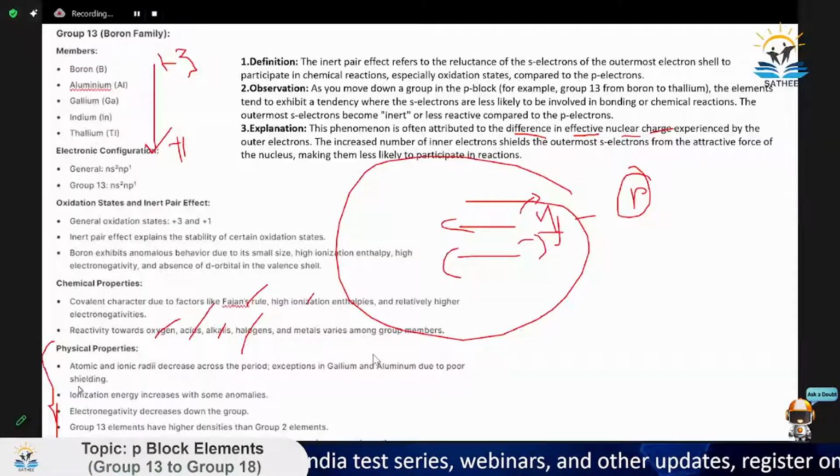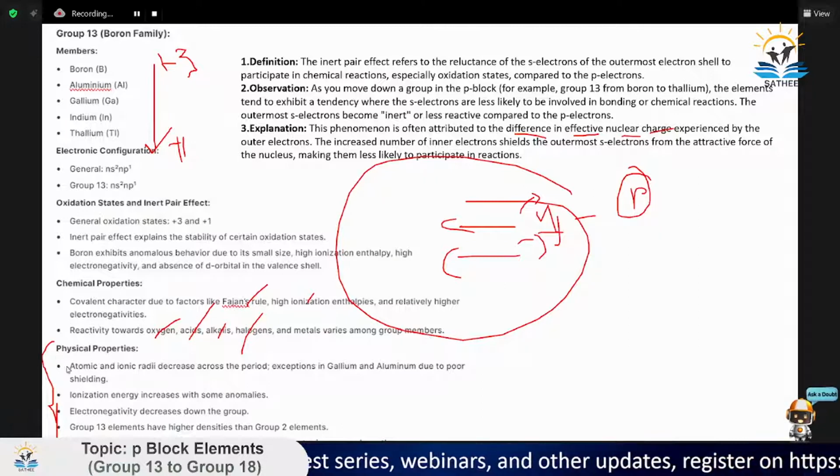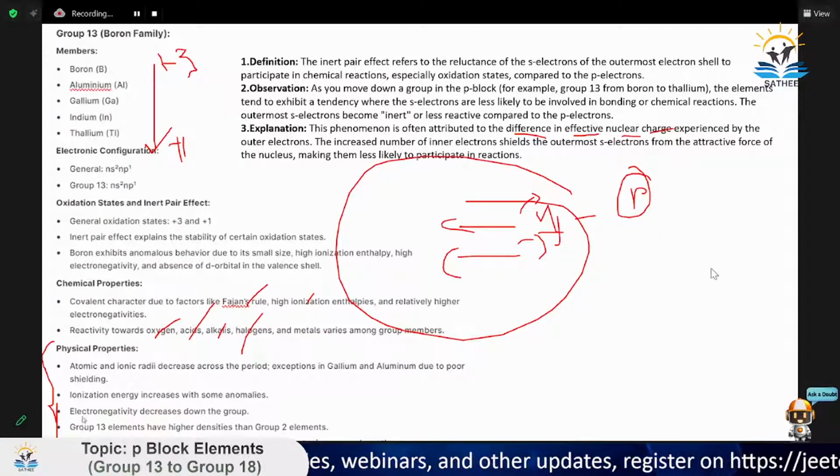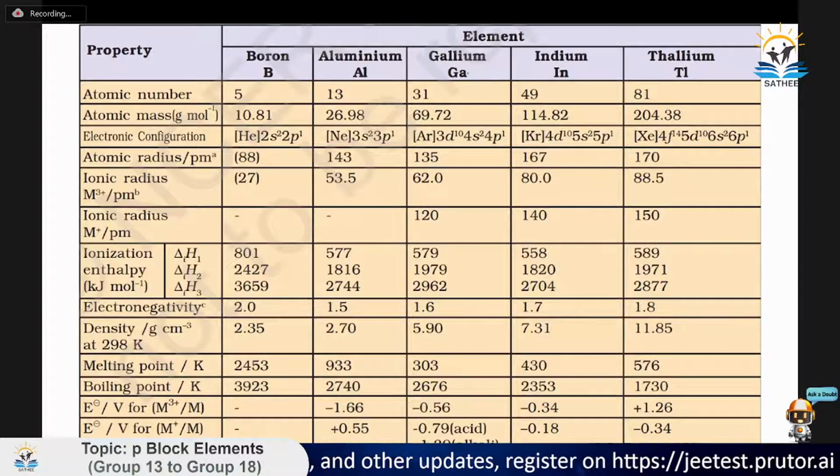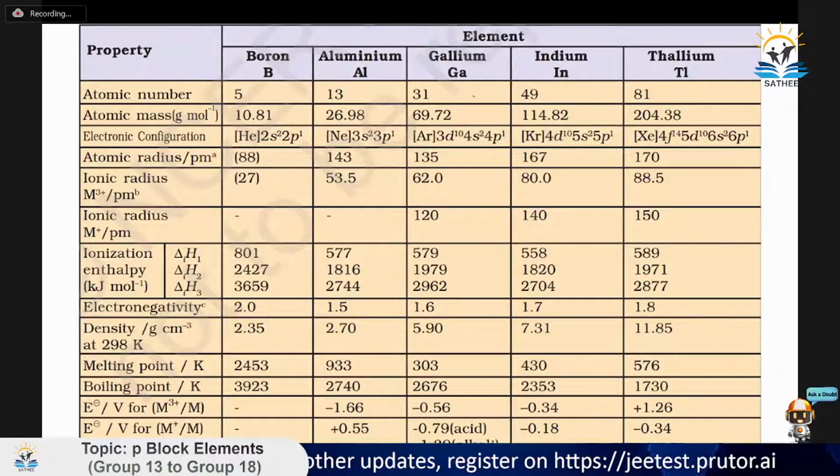Then we will come back to this page particularly just to see the physical properties. Okay. So this is the table. Now we have boron, aluminium, gallium, indium, thallium, and yes, I have taken it directly from the NCERT because NCERT is the godfather of inorganic chemistry. You can say like that.